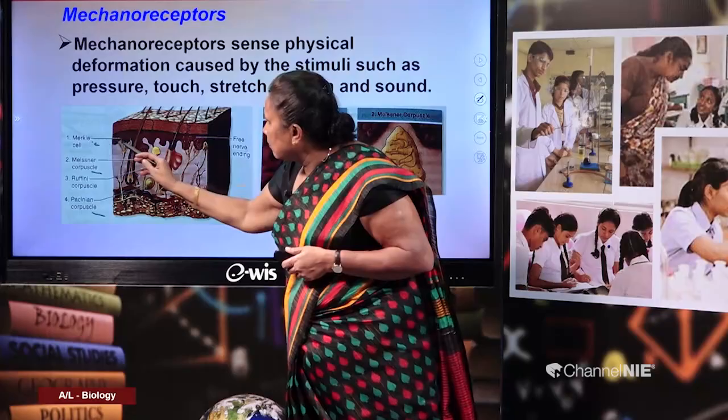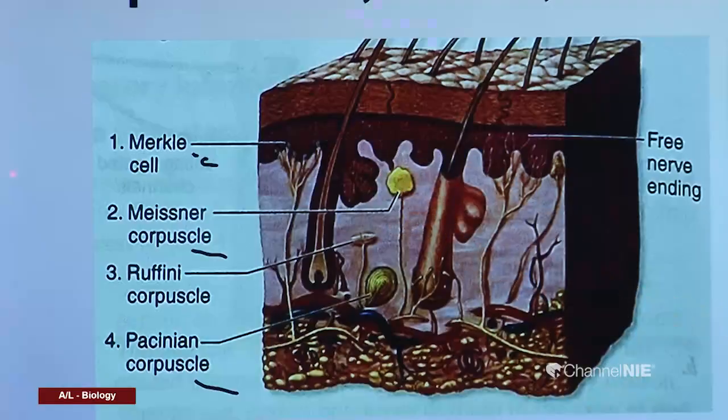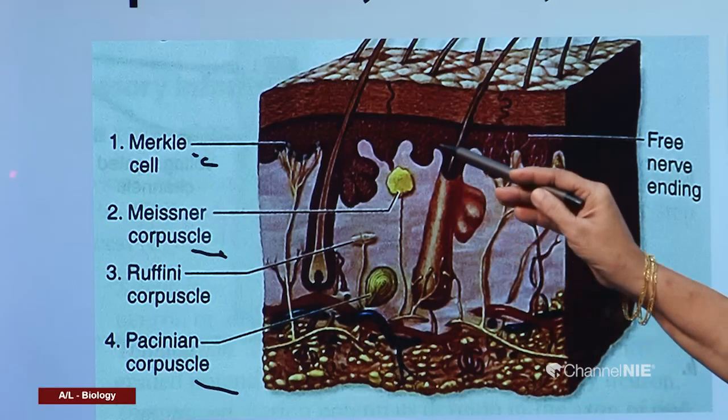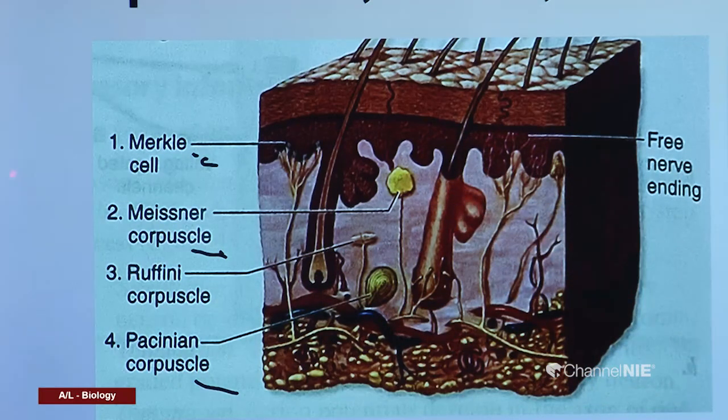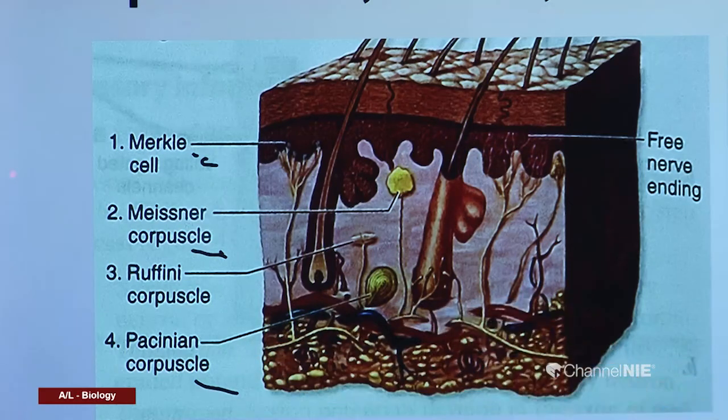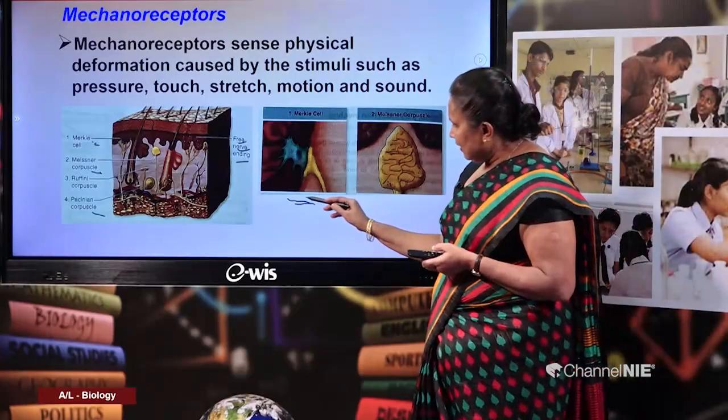Merkel's discs are very close to the epidermis. Then the Meissner's corpuscles are a little below, in the dermis. Then you can see Pacinian corpuscles in a little deeper region of the skin. And another one is here, free nerve endings.